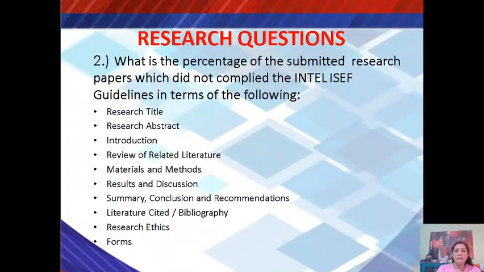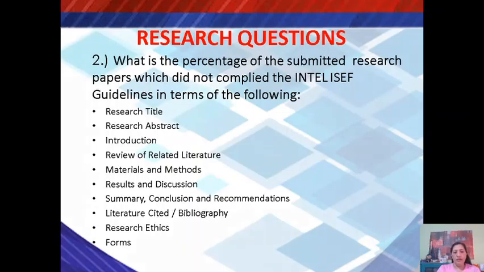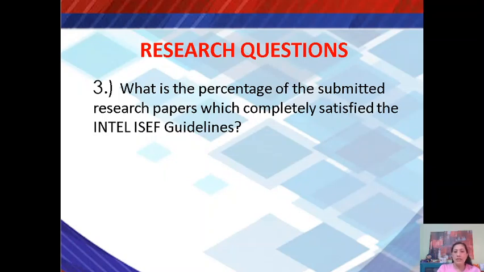Second, what is the percentage of the submitted research papers which did not comply with the INTEL ISEF guidelines in terms of the following: research title, research abstract, introduction, review of related literature, materials and methods, results and discussion, summary, conclusion and recommendations, literature cited or bibliography, research ethics, and forms. And lastly, what is the percentage of the submitted research papers which completely satisfy the INTEL ISEF guidelines?